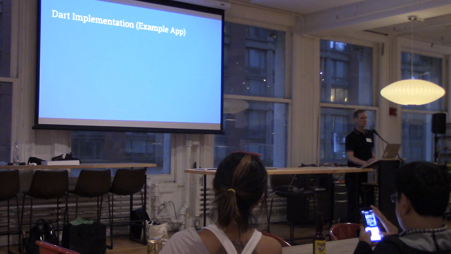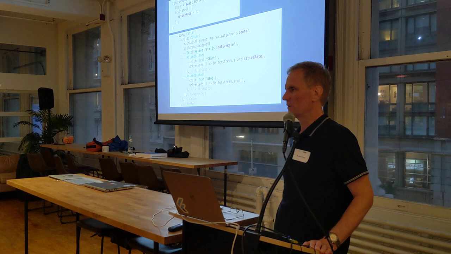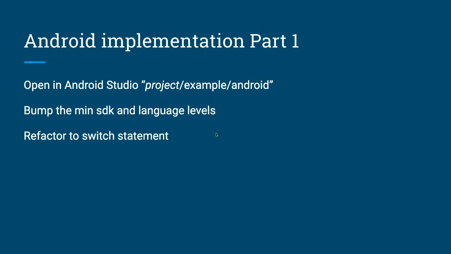So now we can go to our Flutter example app, which is in the same project, and add something to that. This is just the standard default stateful widget, and I'm going to add in this method, initPlatformState, which is async. I'm going to call that from initState. It's going to call the static method nativeRate, the static getter on BetterStream. It's going to await the result, and then it's going to setState that into this local variable nativeRate. Because it's called setState, that's going to trigger a rebuild. And now down here, you're going to see that there's a text field that's going to display that native rate.